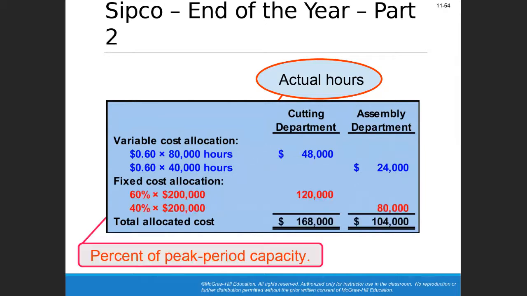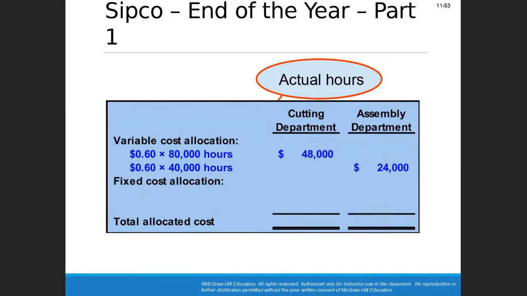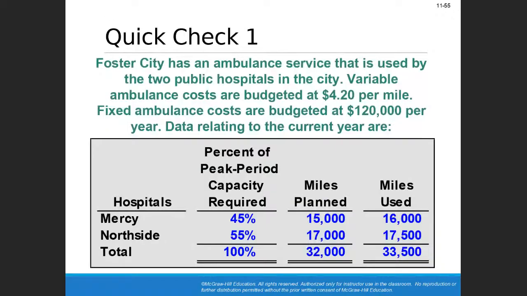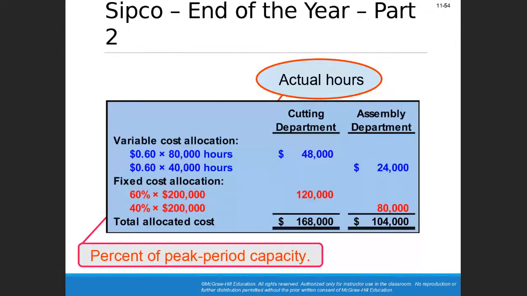How about fixed costs? Well, 200,000 based on peak, not hours, right? Because fixed aren't based on usage, they're just based on what your capacity is. And for the cutting, we have to maintain 60%, and for assembly, 40. All right, so there you go. So fixed is based on what my fixed costs are times the peak that they're using, and my variables are based on some driver, right?